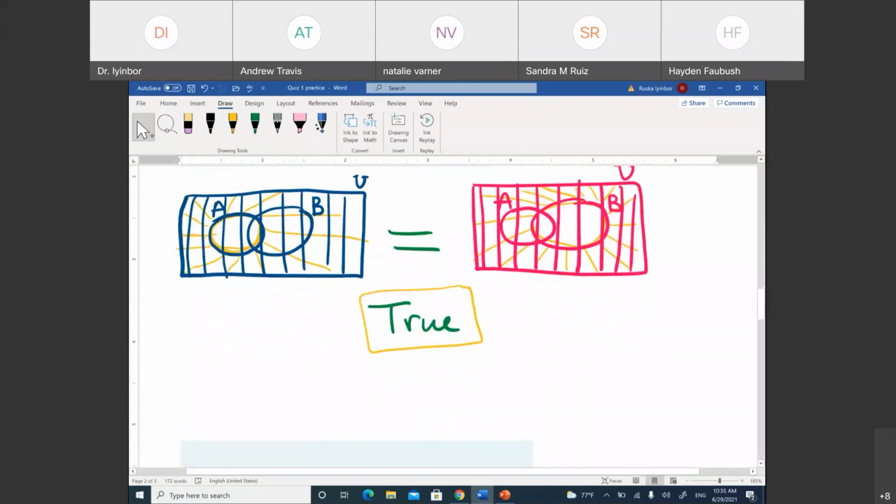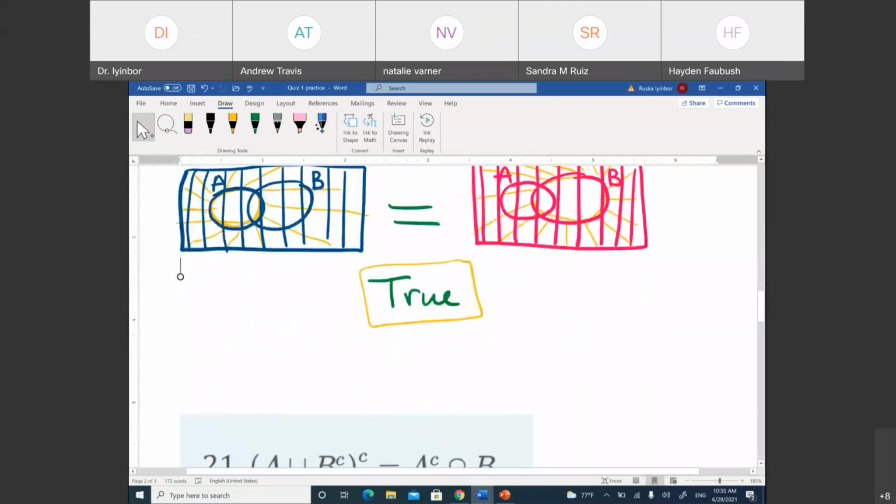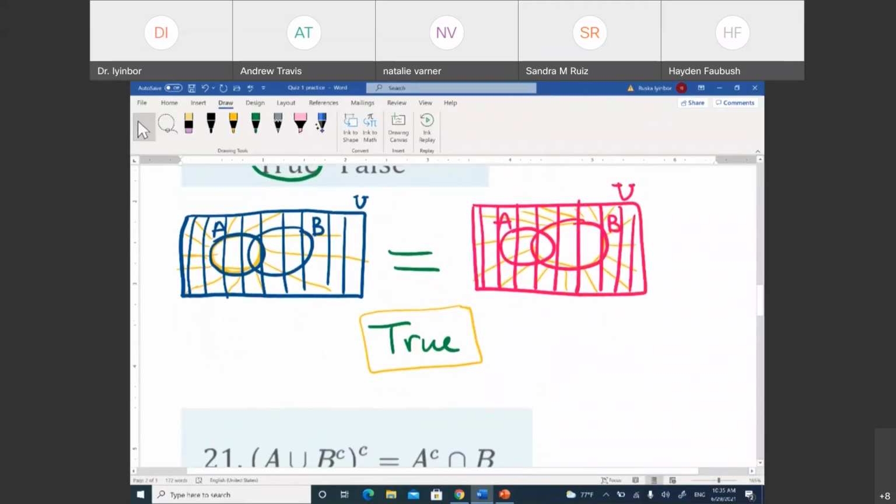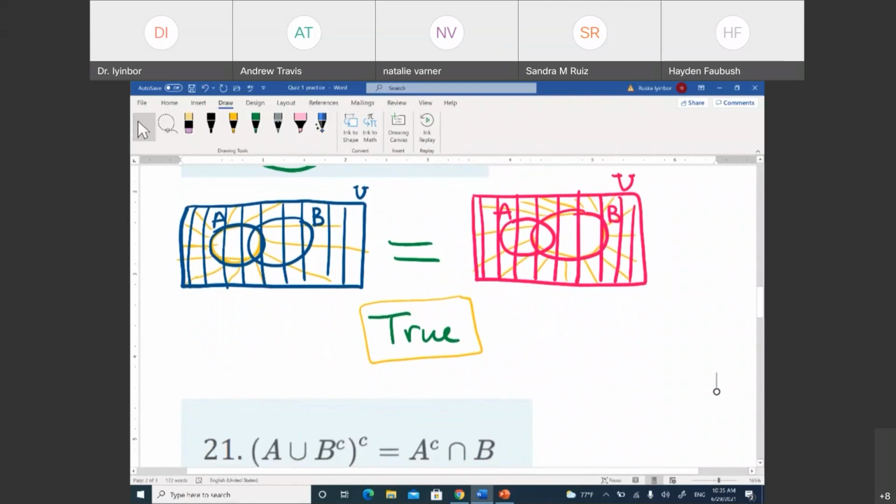Now, when you do your quiz, you can draw this on paper. Can I use paper and actually just scan it? Yes, that's what I'm saying. So you can draw these Venn diagrams on paper. You can scan it with your phone.